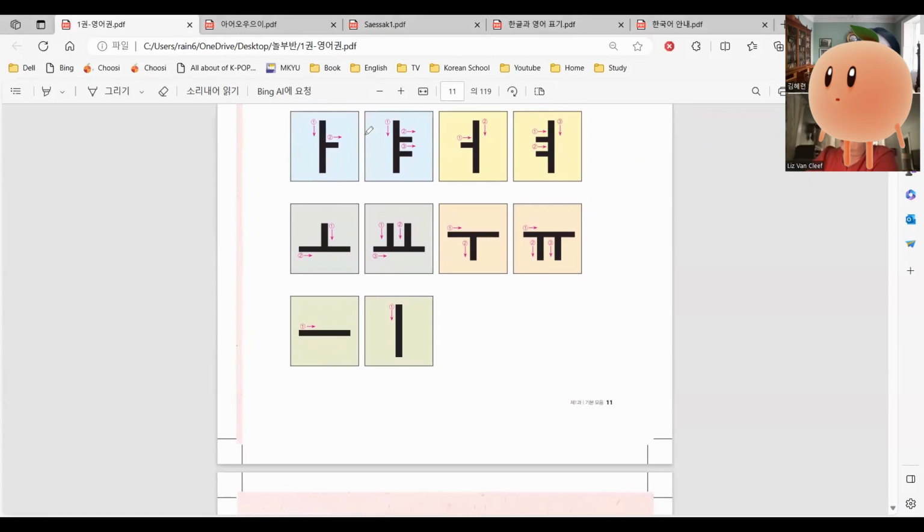Yes, yes. 2. So, O also top to bottom, left to right. You also top to bottom, left to right. And U also left to right, top to bottom. You also left to right, top to bottom.